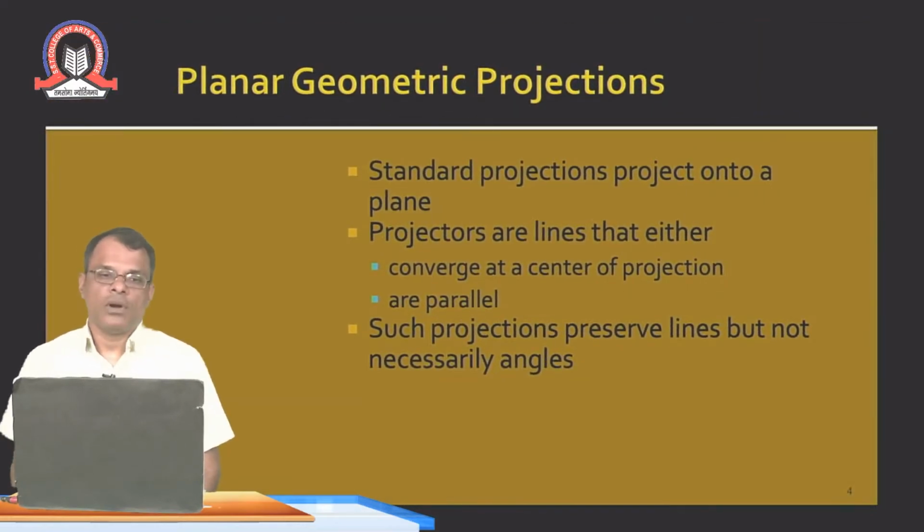Planar geometric projections. Standard projections project onto a plane. Projectors. What is meant by a projector? We will try to understand that. Projectors are the lines that either converge at a center of projection or they can be parallel. So when we talk about projectors, we have to consider either the convergence of lines to the center of projection, or the projection lines are parallel. Such projections preserve lines but not necessarily angles. We do such types of projections. They preserve the lines but not necessarily the angles.